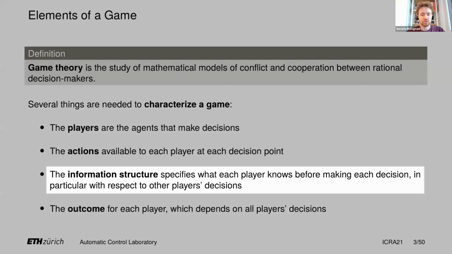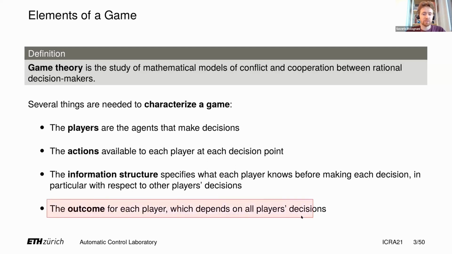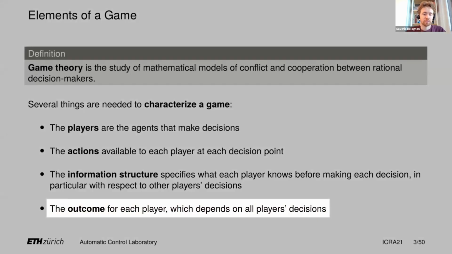The information structure specifies what the player knows before making each decision. For example, but we'll see better later, does a player know the decision of another player before making his own decision? And then when everybody has made their own decision, you have an outcome of this game, which of course depends on all players' decisions in a joint way, otherwise the problem would be uninteresting. And the outcome is what players care about.